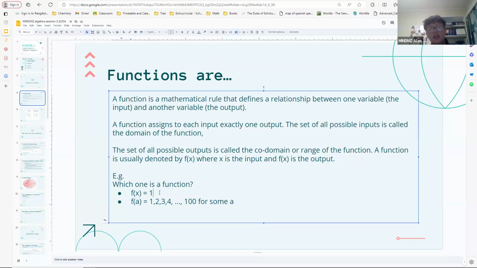So now I'll ask you guys, which one is a function? f of x equals 1, or f of a equals 1, 2, 3, 4, and dot dot dot 100 for some a. Which one would be a function? Well, there's a rule about functions where each input can only have at most one output. So the second one has 100 outputs for a value of a, so it must not be a function. The only one that can be a function is f of x equals 1, because every single x equals 1.